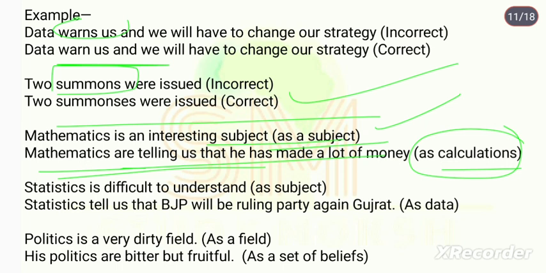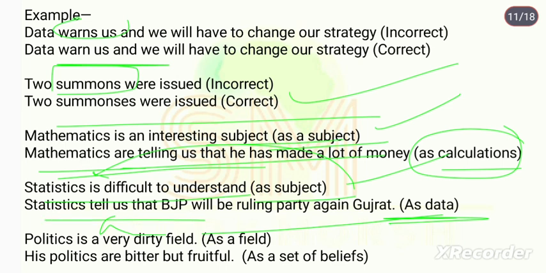Next, "statistics is difficult to understand", as a word, as a subject. And if you talk about it in the data sense, then it will be "tell us", otherwise it would be "tells us". Okay, data के बारे में बात करें तो simple present tense है, but फिर भी यहाँ पे "tell us", because this word behaves like a plural, in a plural sense.